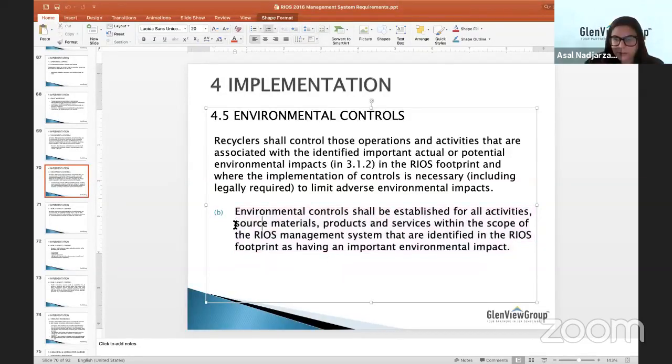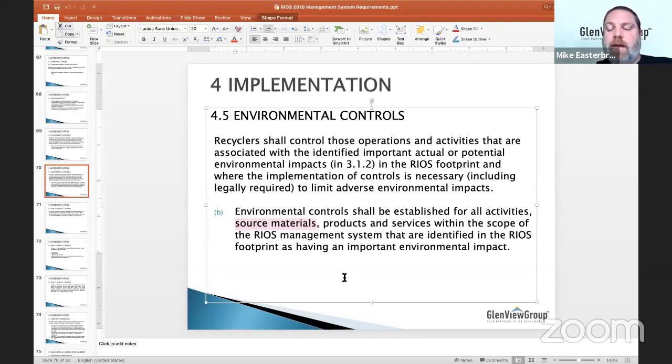What is this source material? How do you establish an environmental control for source material? So it's a matter of how you treat it when it gets there on site. So source material is the material you're getting from your supplier, right, or customer. It depends on the wording of how you're looking at this under the RIOS standard.